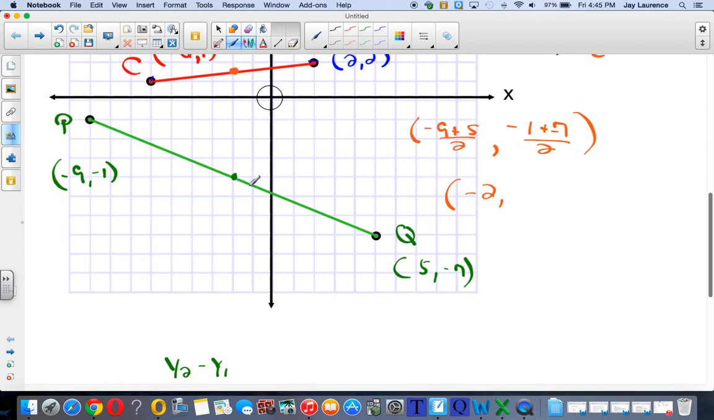Looks like I drew the midpoint in already. Silly me. Negative 4. All right, so negative 2, 1, 2, 3, 4. There we go. Yeah, there it is. There's the middle of the segment.